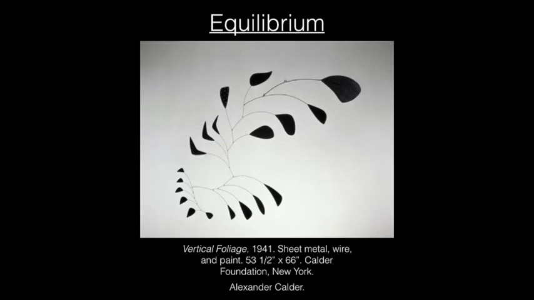And I think the name Vertical Foliage is a great name because it really does look like a fern or something like that. It's sort of growing naturally into space. So this is a great example of equilibrium being achieved in a piece.